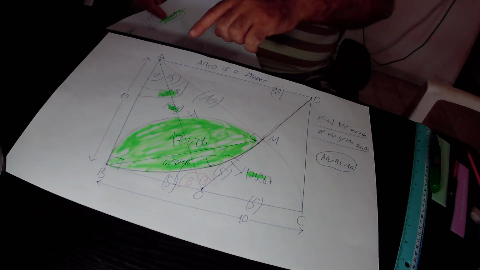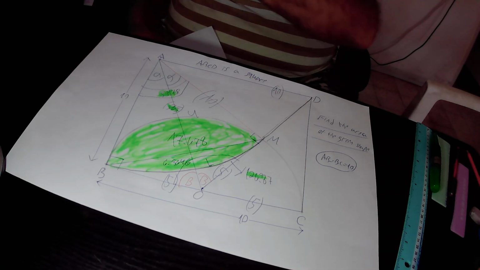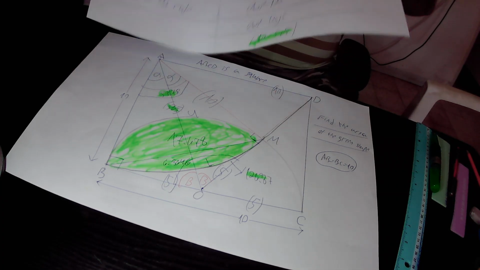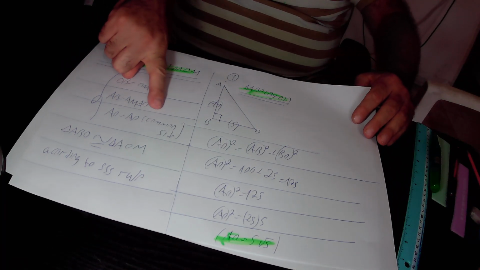And finally, AO is the common side that belongs to both triangles, so we can write down that AO equals itself. It is the common side that belongs to both triangles.